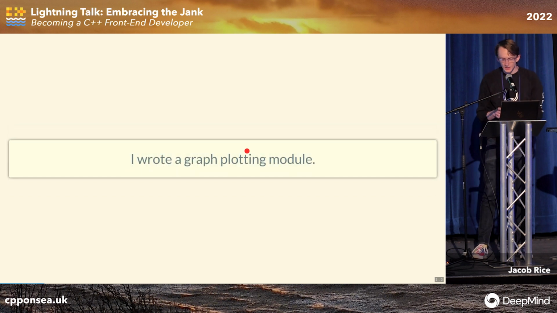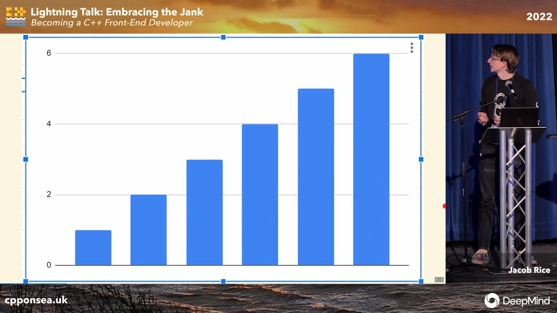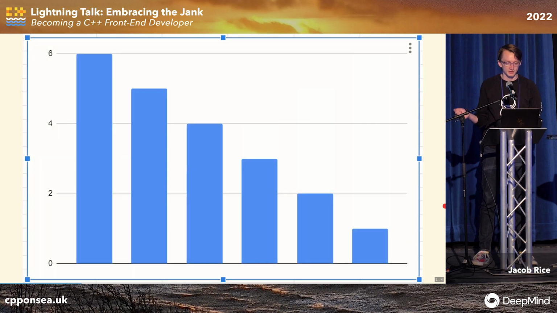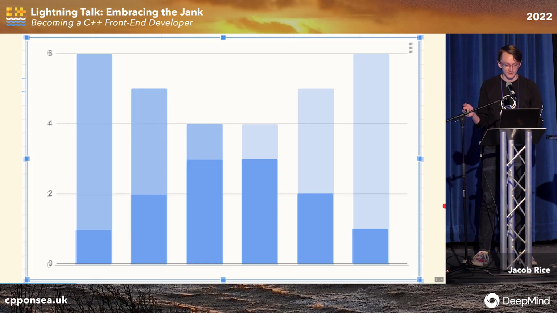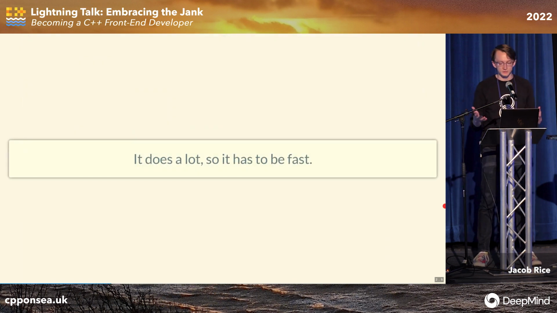So I wrote what was effectively a graph plotting module. We can simplify it to that, but it didn't just plot a graph, it plotted graphs and animated them. This is how you animate a slide. So it does a lot, and so I wanted it to be fast, right? CPU time was going to be a problem, so I needed to be careful with my choice of programming language.